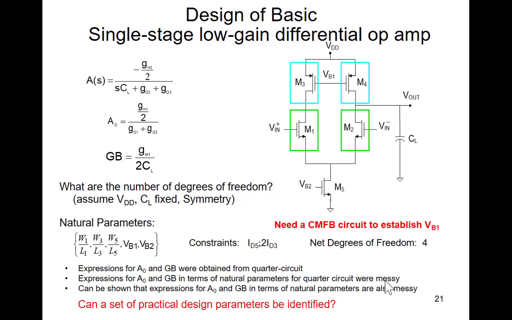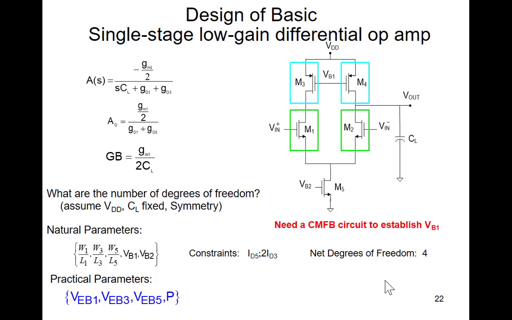So we can ask the question, can we obtain a set of practical design parameters for designing this amplifier? Well, there's 4 degrees of freedom. So how many design parameters do we need? 4. Recall that when we just looked at that quarter circuit, we used VXS bias and power as our practical design parameters. I'm going to propose that the excess bias of the 3 transistors, M3, M1, and M5, along with the power, form a set of practical design parameters for this single stage amplifier.